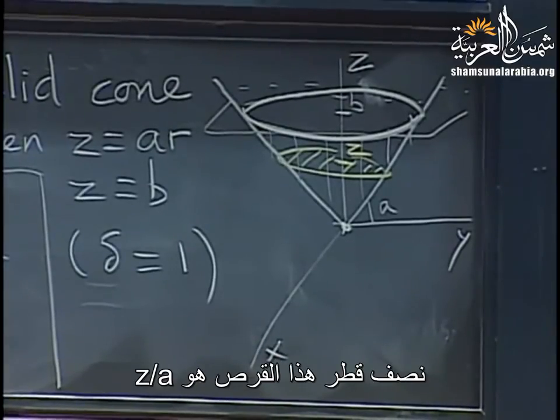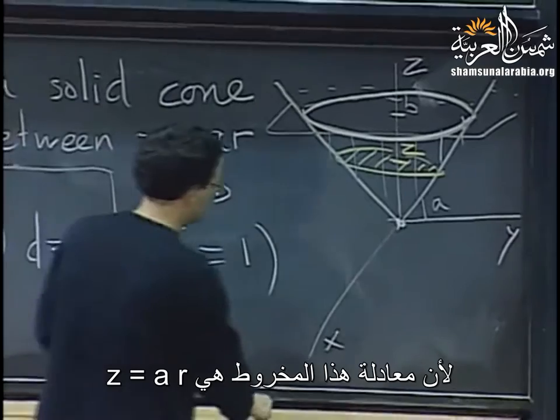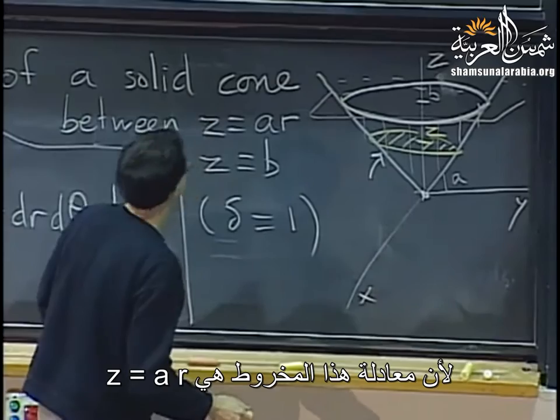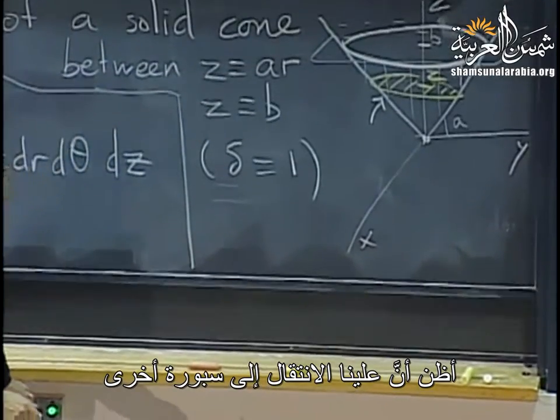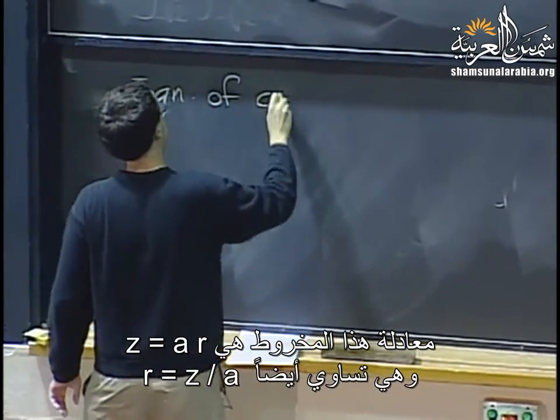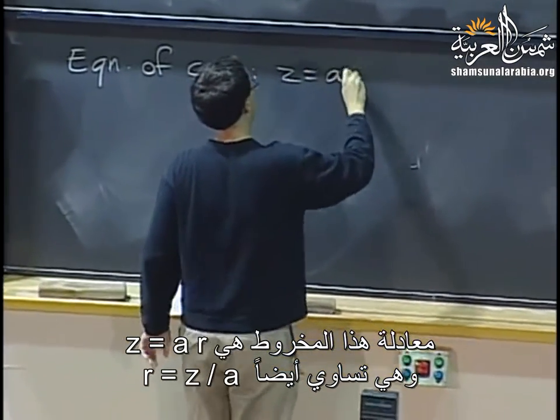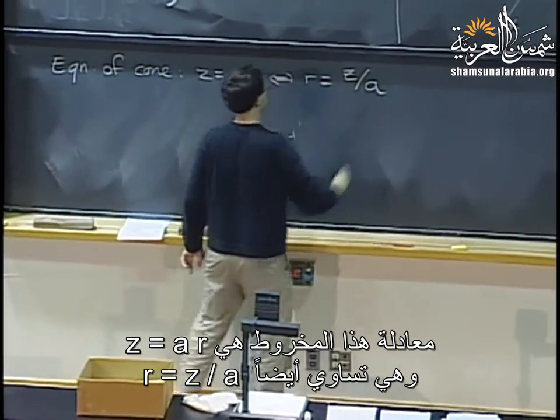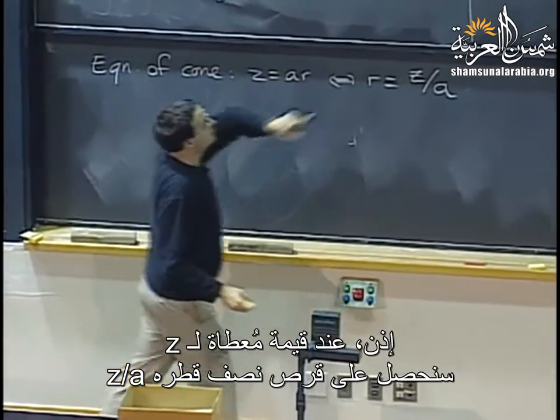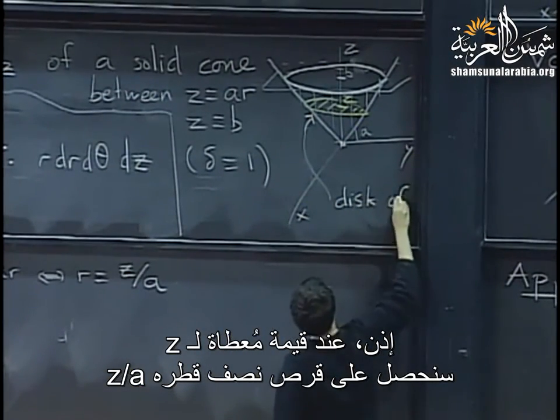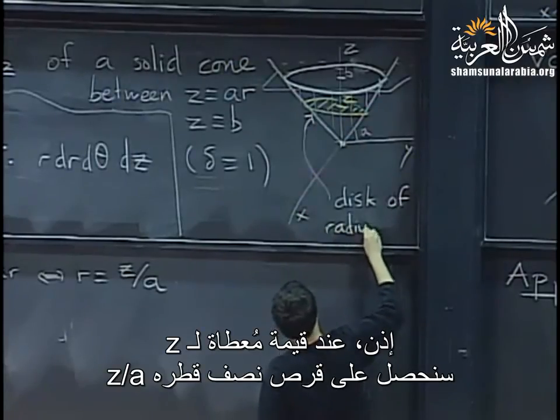The radius of that disk should be z over a, because the equation of that cone says z equals a r. If you flip it around, so the equation of the cone is z equals a r, or equivalently, r equals z over a. So for a given value of z, this will be a disk of radius z over a.